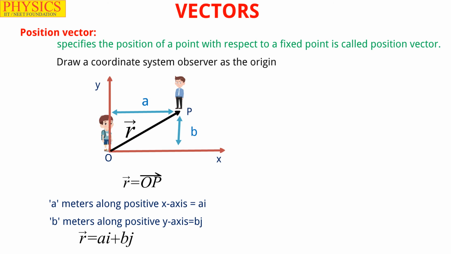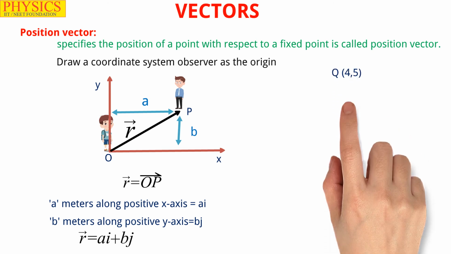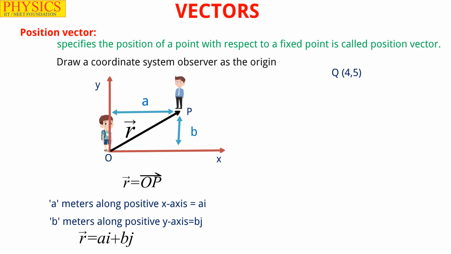Now tell me, if another point Q has coordinates 4, 5, what is its vector? Yes, it can be written as r bar is equal to 4 i cap plus 5 j cap. Right? So in this way, you can write position vectors.